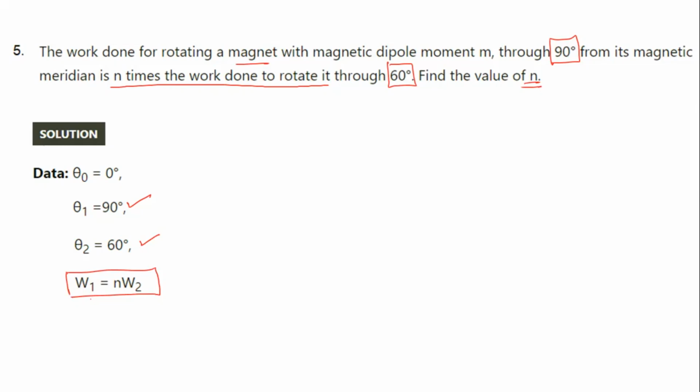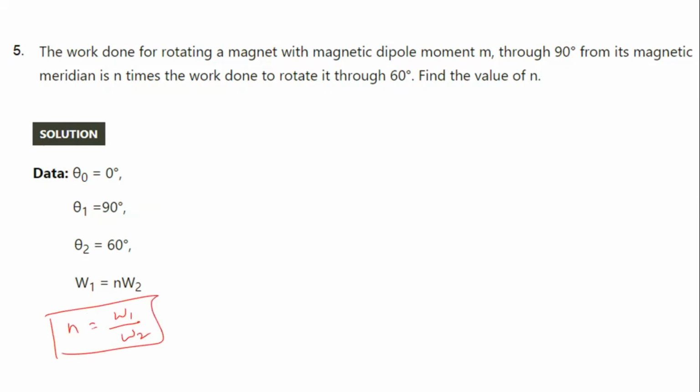W1 is n times W2, and we have to find this n. We find out W1 and W2, and then use this relation to find n. So n is equal to W1 by W2. We find W1, W2, and then we can use this.